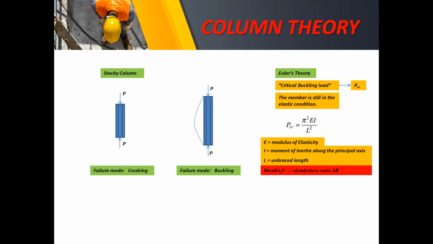Recall slenderness ratio SR. Now, slenderness ratio involves radius of gyration, wherein radius of gyration is given by square root of I all over A. Hence, we can say that I is equal to AR squared, and applying the basic formula for the actual load, we have F is equal to P all over A. F here is the stress.